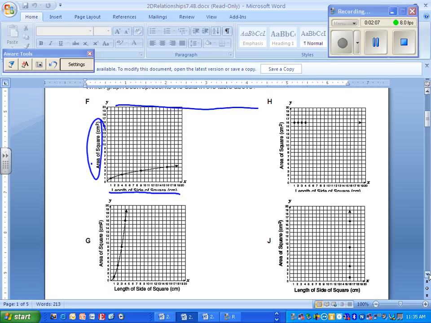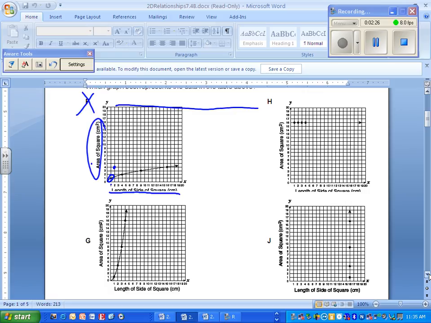So let's look at this first letter F. When the length of the side was 1, the area was 1. Now that's true, but when it was 2, it was 4. So this next point should be right there. If the length is 2, this should be 4. So this cannot be it.